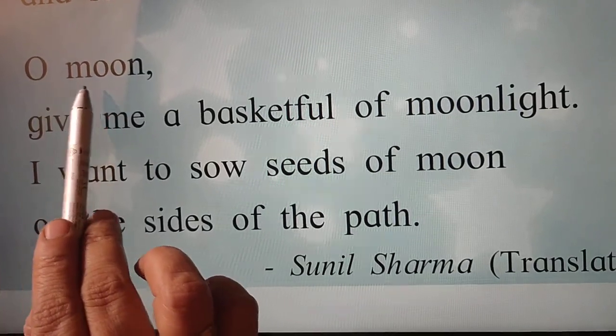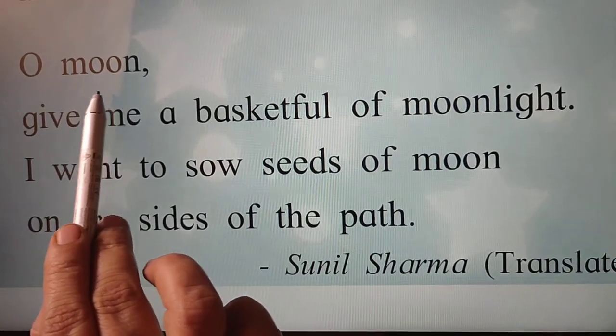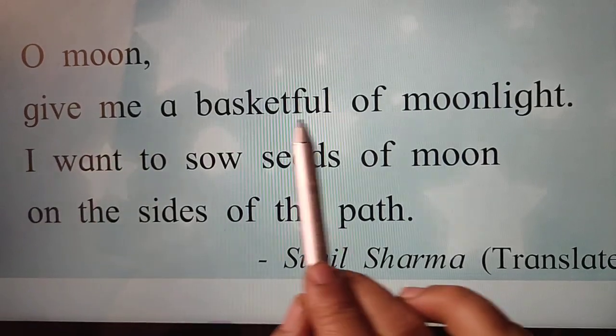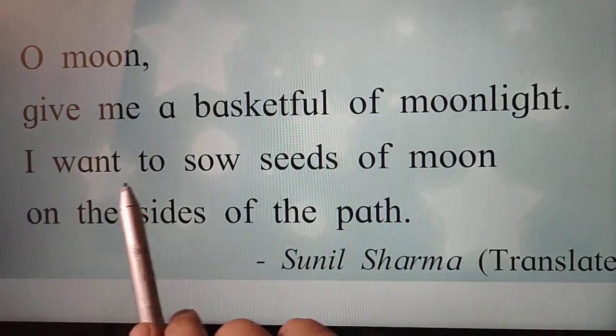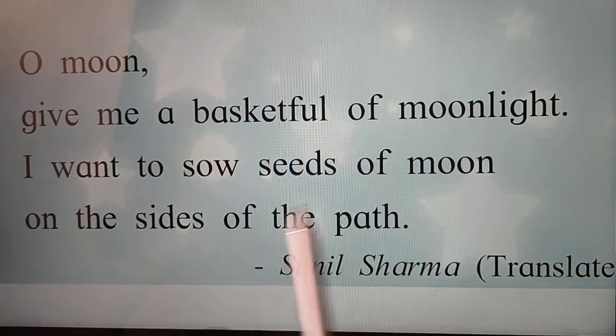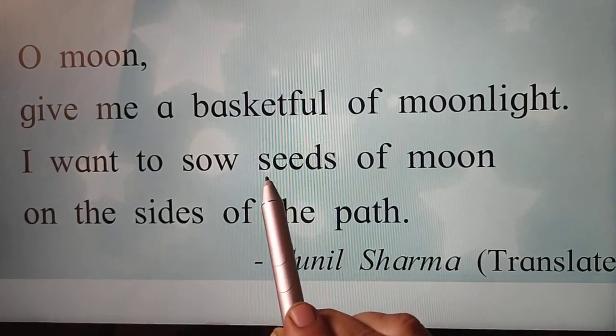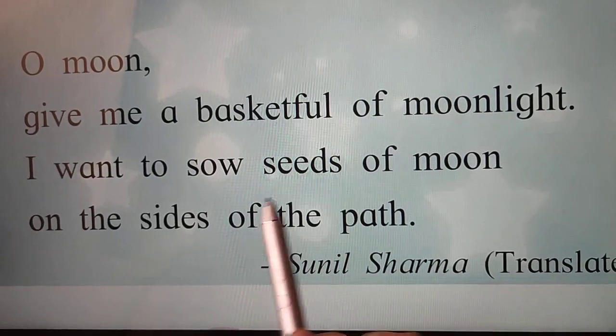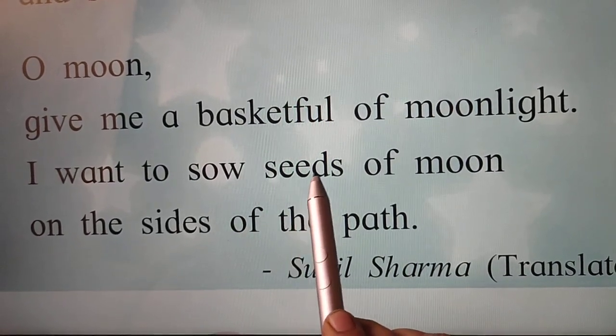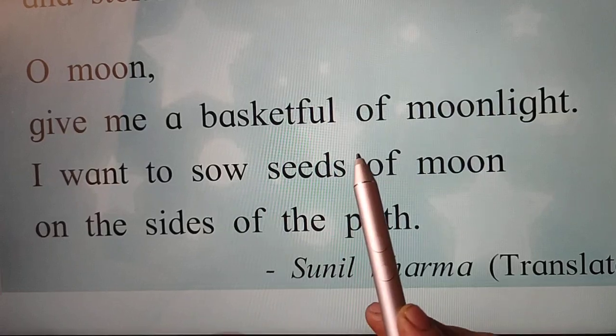In the end, the child is again requesting the moon to give him a basketful of moonlight because he wants to sow the seeds of the moon on the sides of the path, so that his village will be lit by the light and all the villagers will be happy forever and they can return home early from their work.